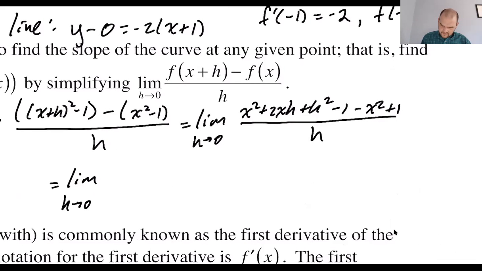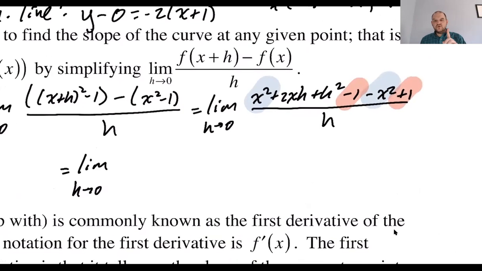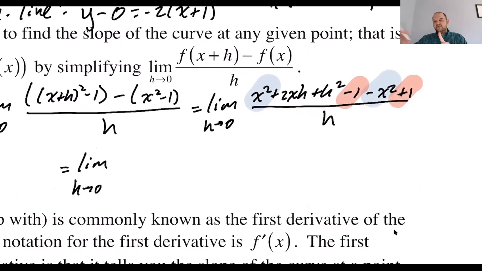Let's do a little of the old highlighter stuff. So we got x squared and minus x squared. Those are going to be gone. This is a huge highlighter. Minus 1 plus 1, gone. All right, so all that I'm left with is 2xh plus h squared divided by h.